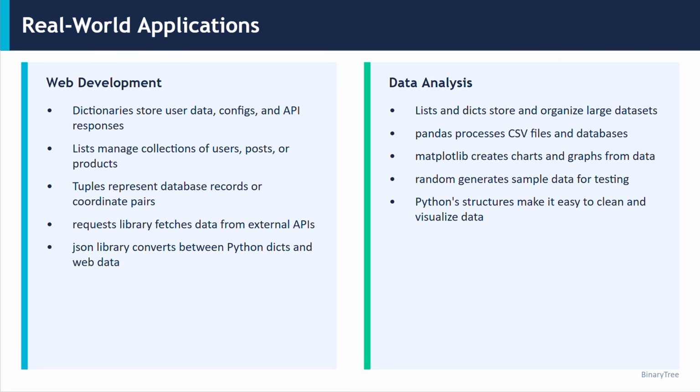Let's see how this all comes together in the real world. In web development, dictionaries store user data and API responses. Lists manage collections of users or posts. Tuples represent database records, and the requests and json libraries move data to and from the web. In data analysis, lists and dictionaries organize huge data sets. Pandas processes spreadsheets and databases. Matplotlib turns numbers into charts, and random generates test data. These structures are the backbone of real software.